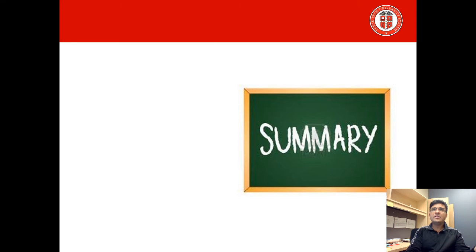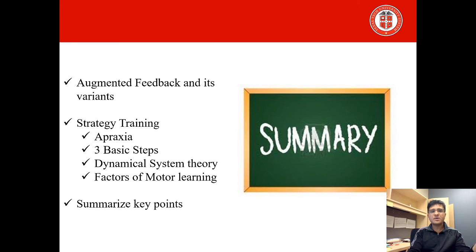So these are some of the things which we have talked about, and if we look at the summary, we talked about what augmented feedback is and what its variants are, and then we talked about strategy training. We first defined apraxia, its types, and the three basic steps of initiation, execution, and feedback. Then we talked about strategy training in terms of dynamical system theory, and also in terms of the factors that affect motor learning.